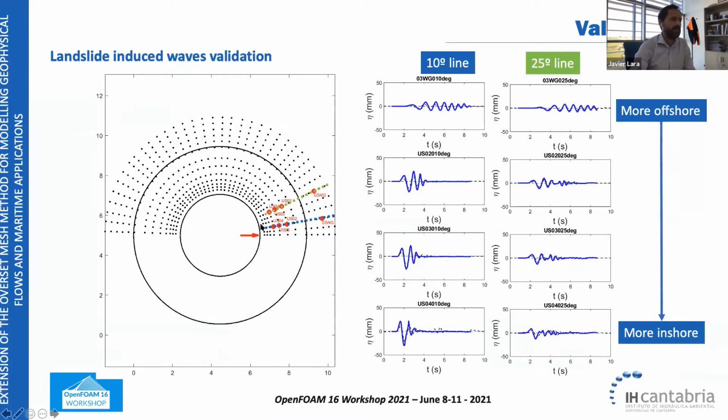The validation is done with all these meshes. All the dot points represent the locations of the free surface gauges, and we have picked only 4 in 2 transects. And here this blue line represents the ones which are in the 10-degree line, and this green line represents the ones which are in the 25-degree transect. And you can see this is the more inshore location, these are the more offshore locations.